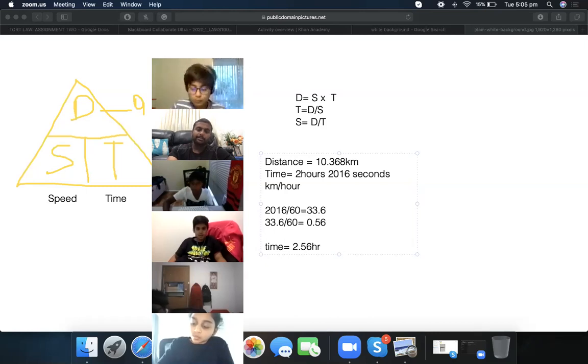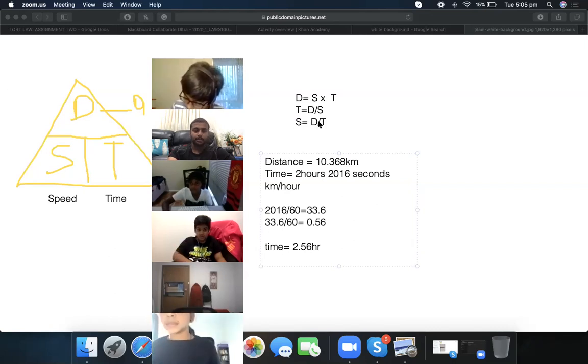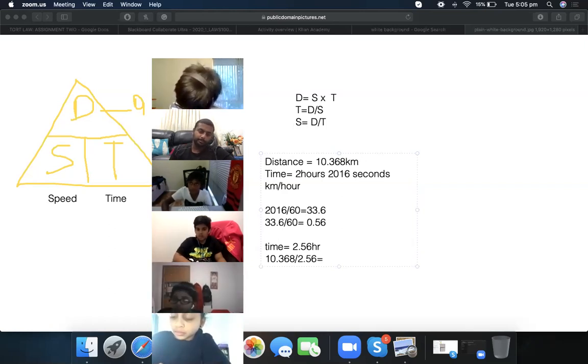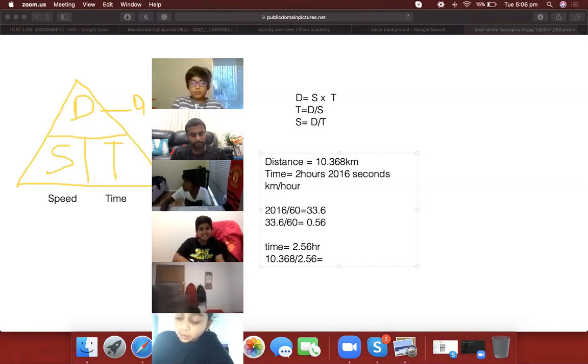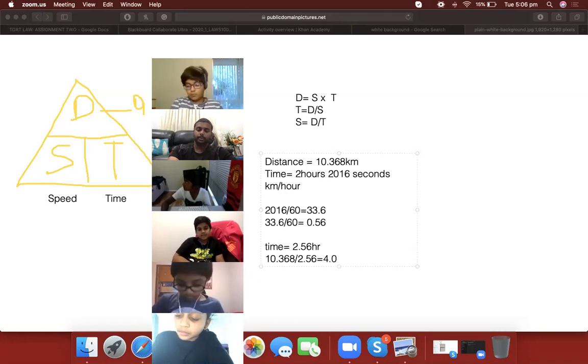All right, so now we have to find speed. We have the distance, we have the time. So what do we do? We divide distance upon time. Good. 10.368 divided by 2.56, and what do we get, ladies and gentlemen? You guys are allowed a calculator, just saying. 4.05. Good. 4.05 kilometers per hour. You guys understand?